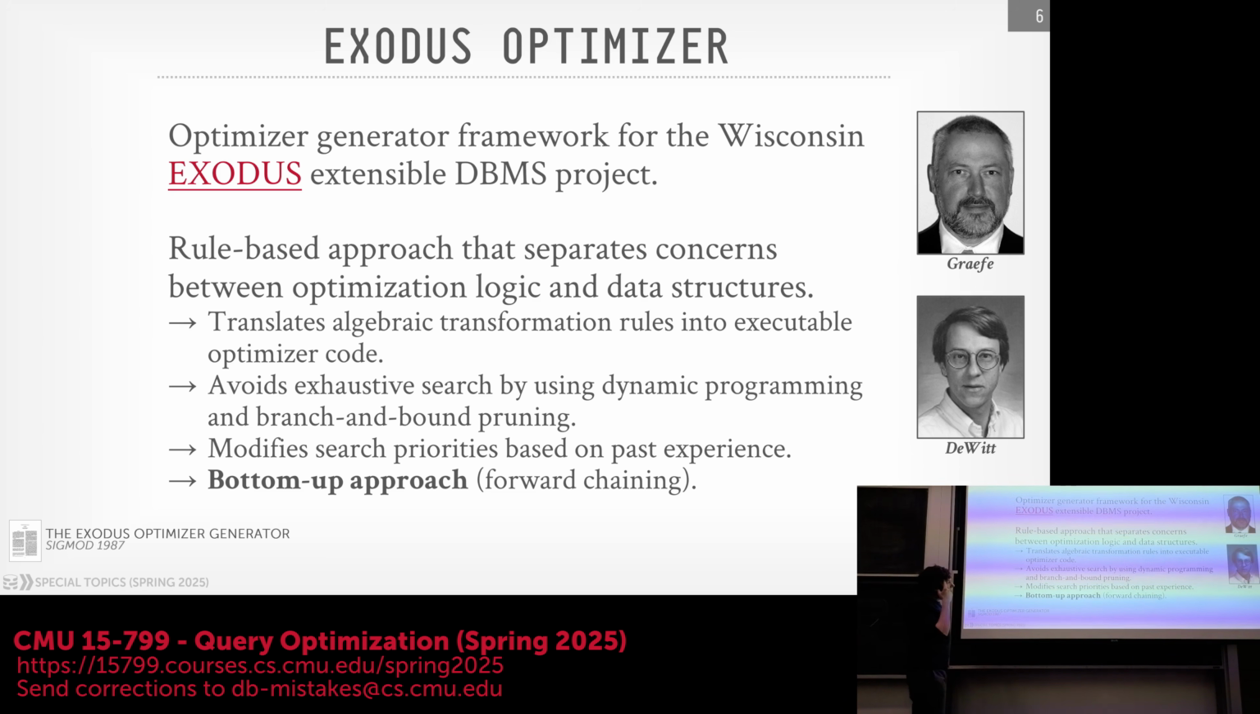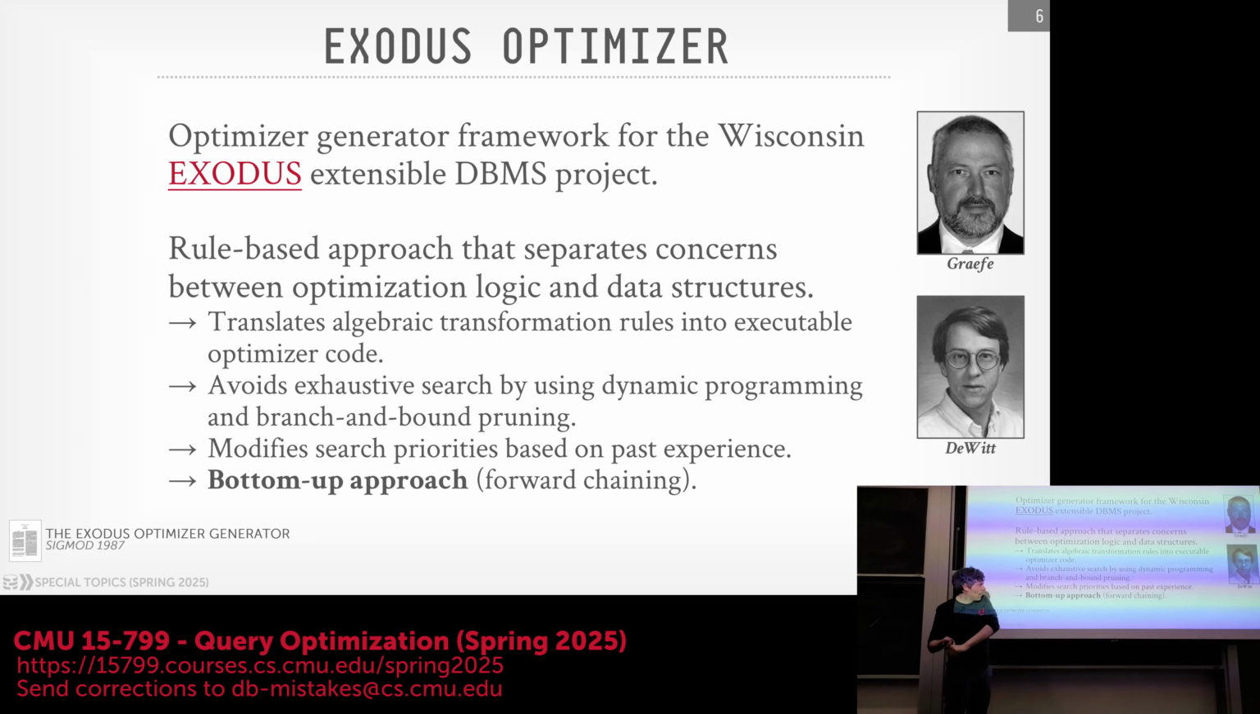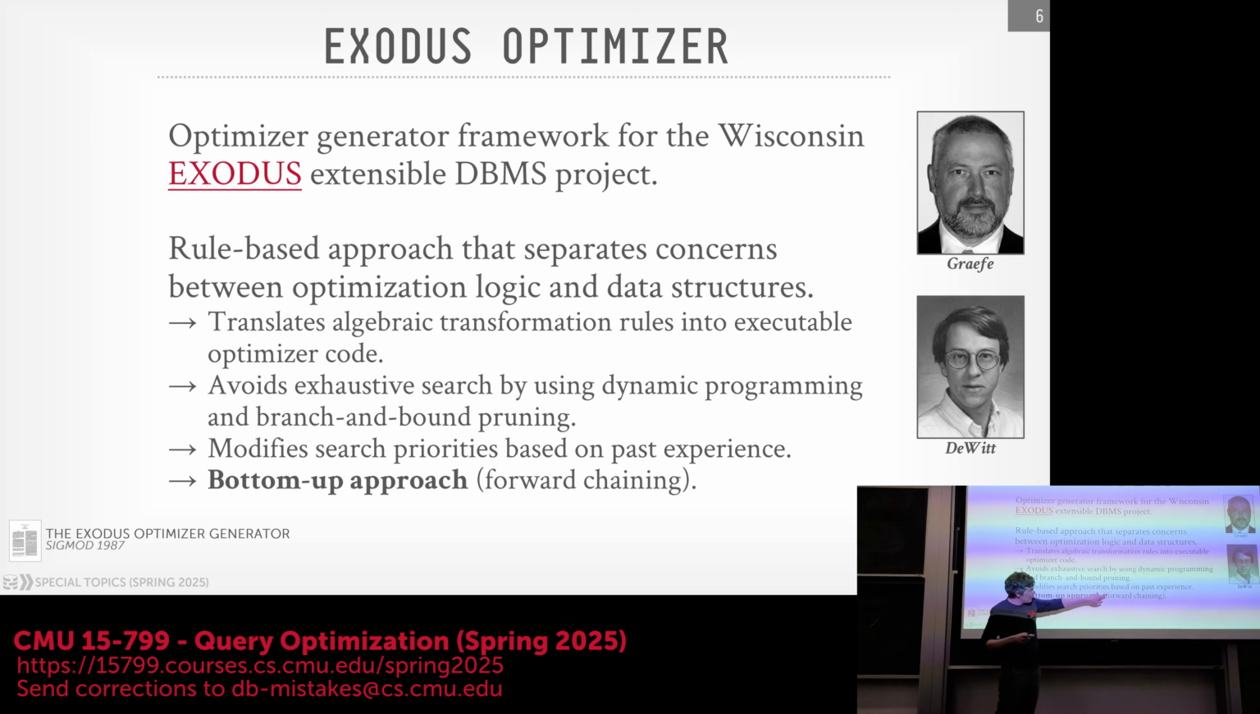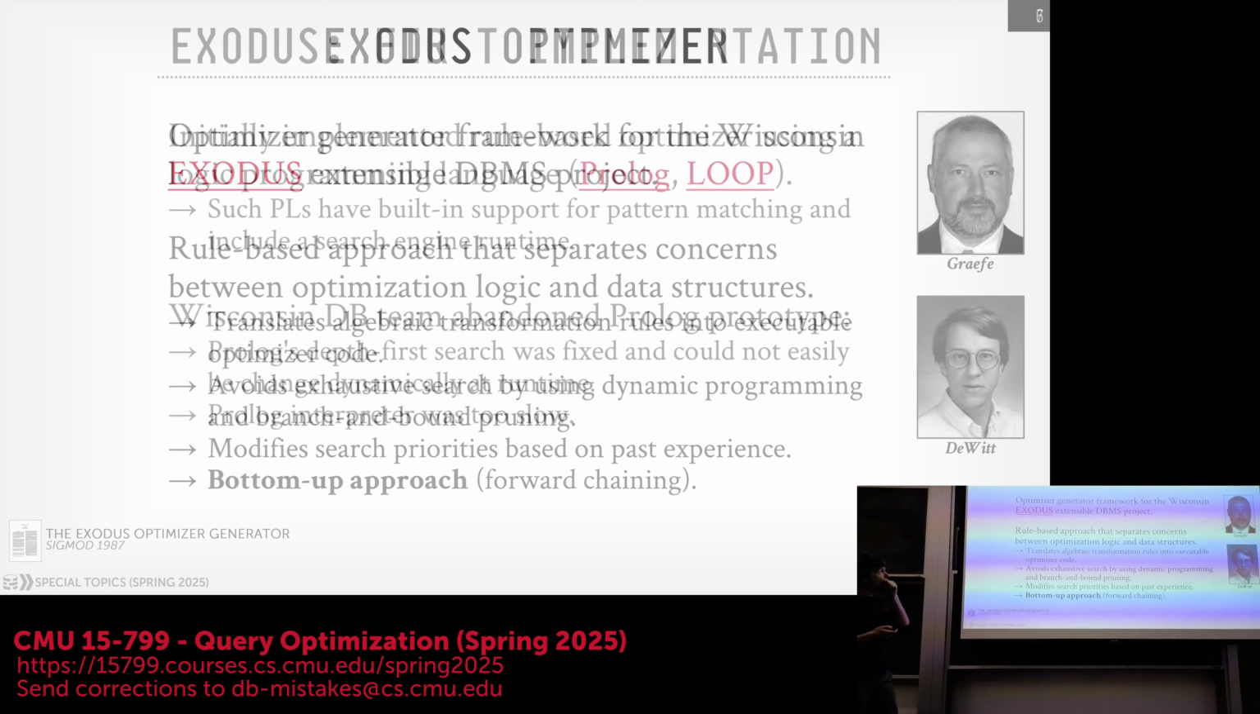Okay, and then just like in Starburst and in System R, they're going to do a bottom-up approach. Another way to frame this is also forward chaining, because it was the 80s. But we'll explain the differentiation between forward chaining and backward chaining between Volcano and Exodus later on.